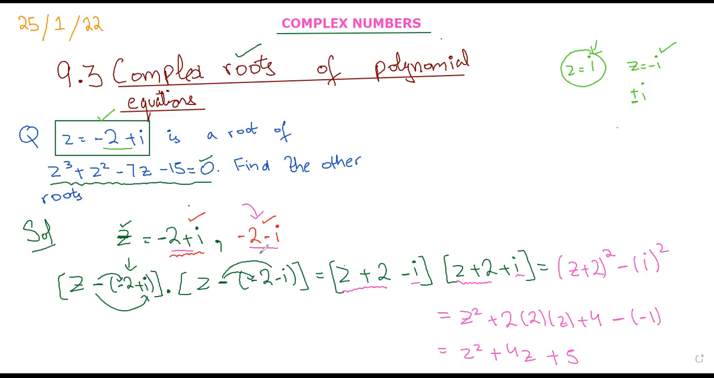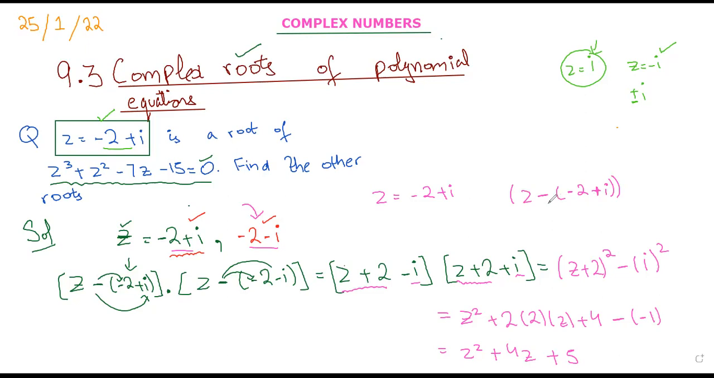Okay. Now, in previous questions, what we used to do is, if we have, let's say, x equals minus 2 plus iota, we used to write down the factor, that is z minus this whole thing, and then follow the long division method and find out the third factor. But don't you think with iota that is going to be very complicated, right? Yes. So what do we do?